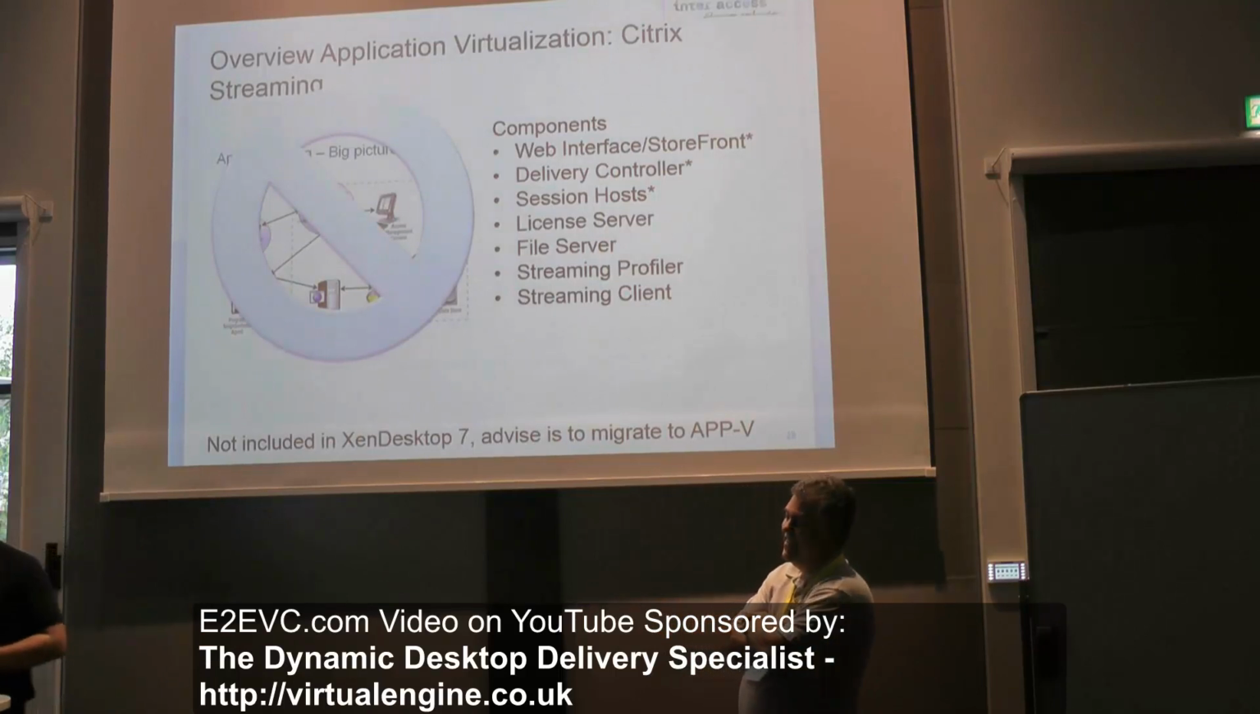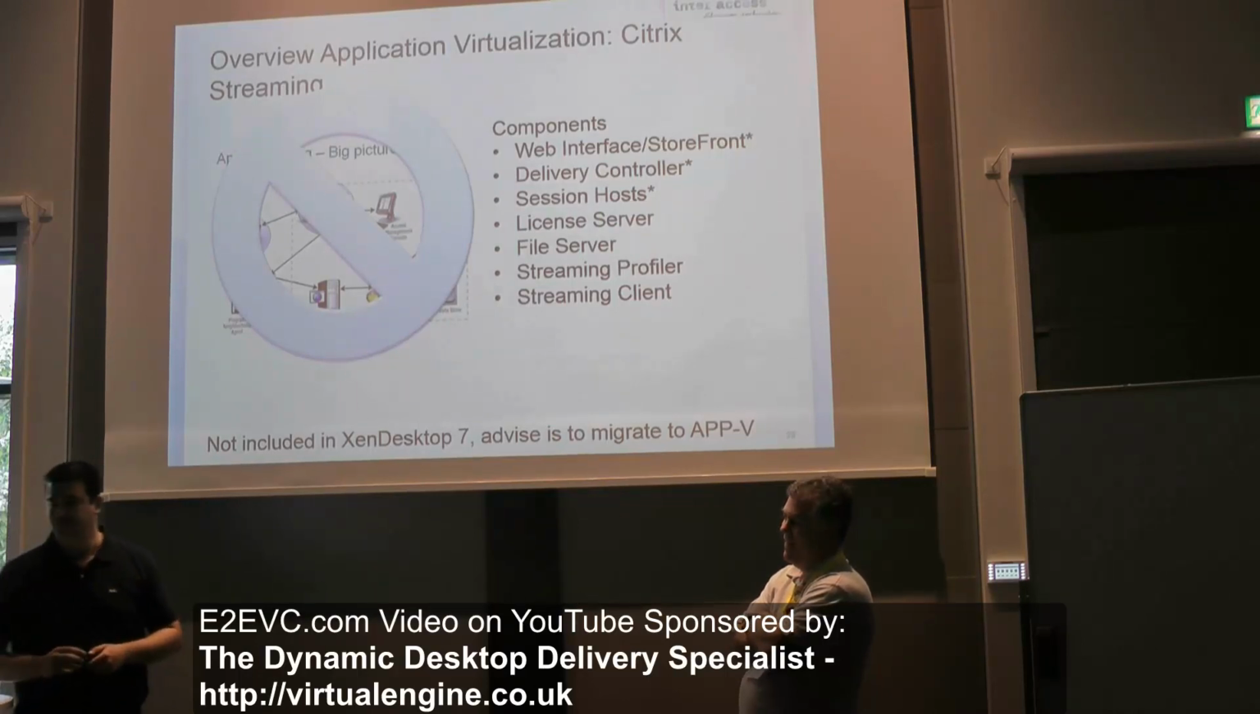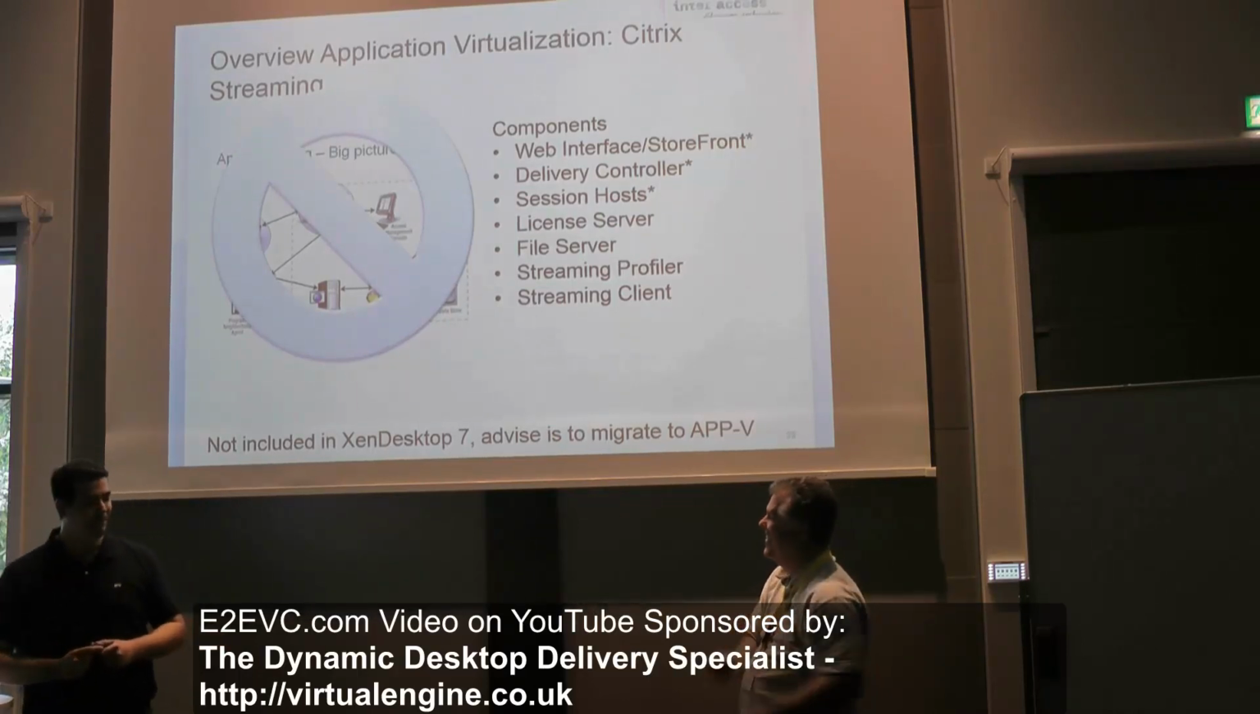So in XenDesktop 7, there's no longer Citrix streaming. Advice is to migrate to App-V. Period.